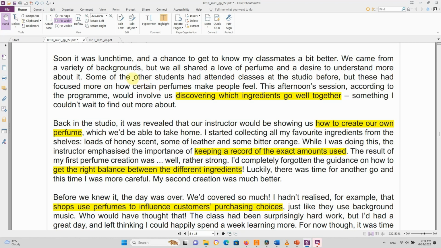This afternoon's session, according to the program, would involve us discovering which ingredients go well together.